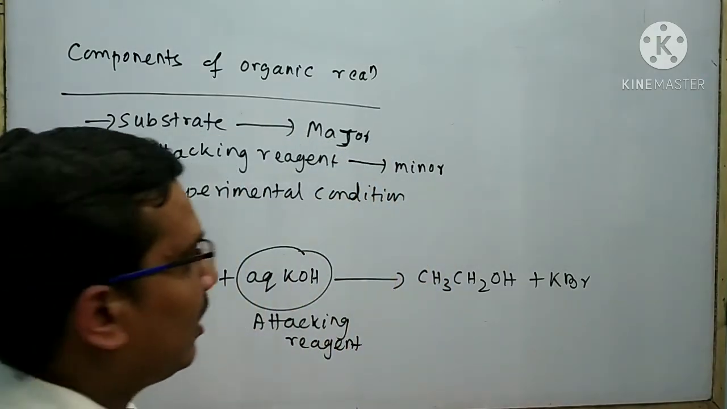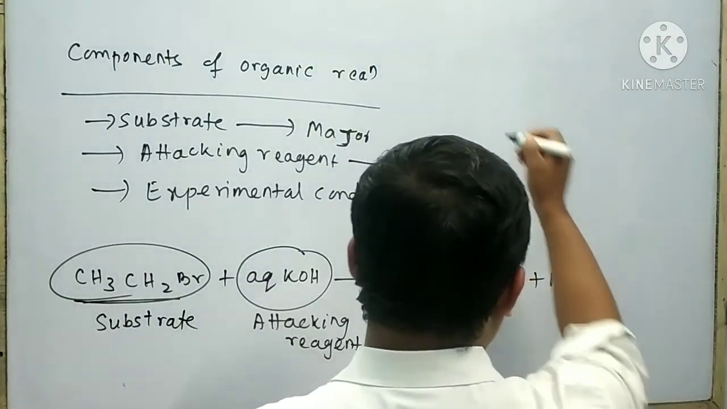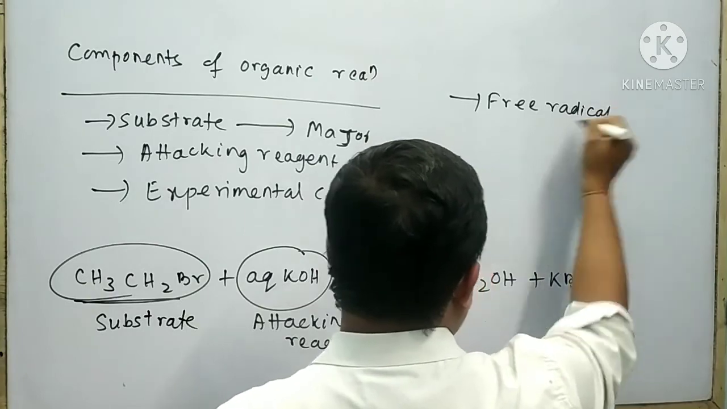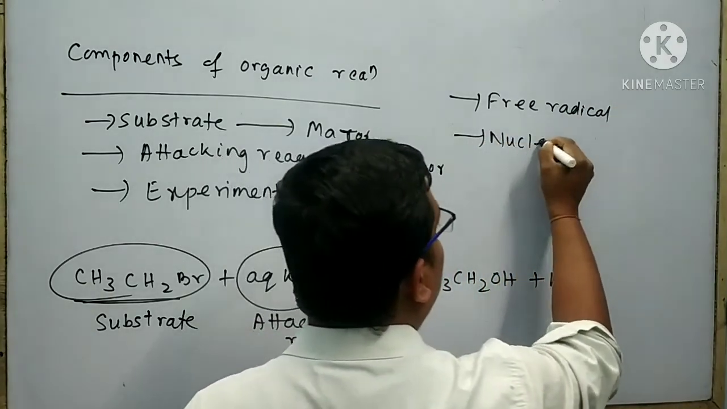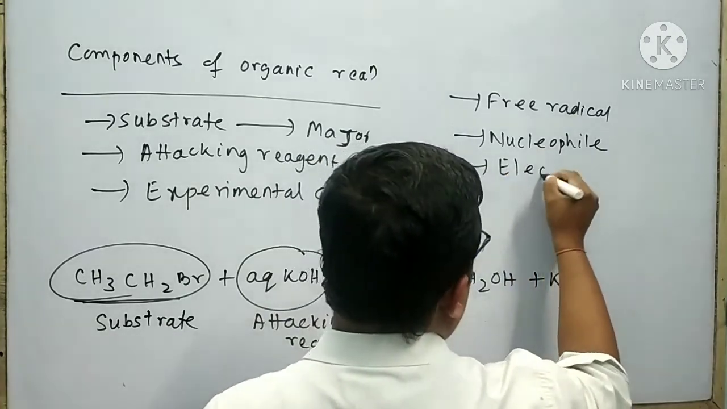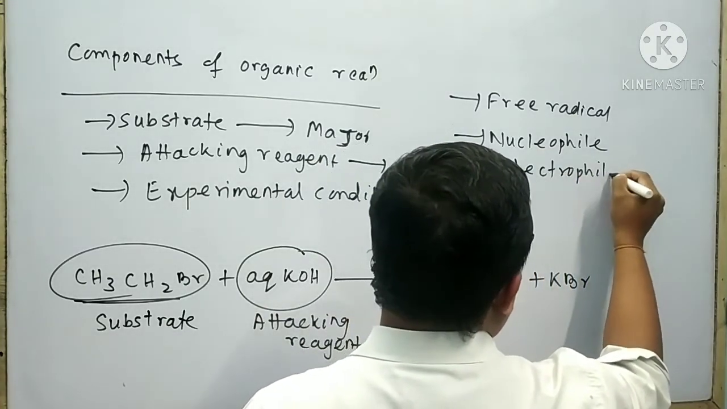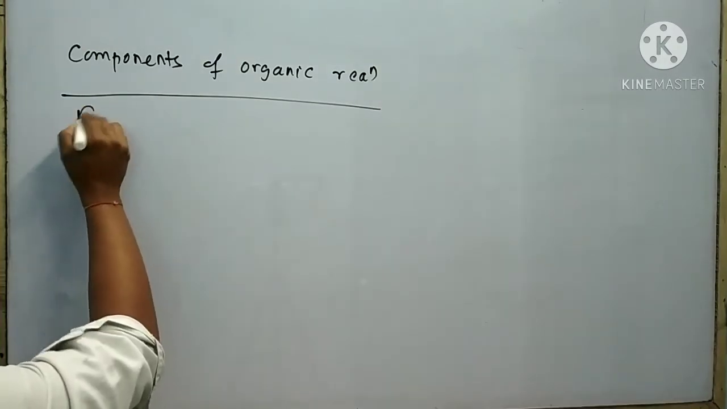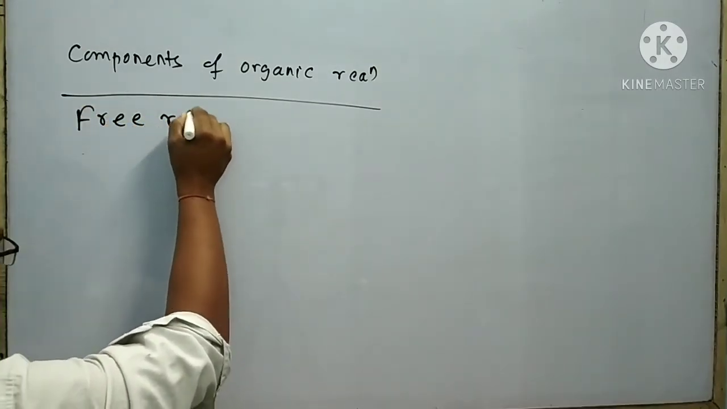There are generally three types of attacking reagent. Number one is free radical. Number two is nucleophile. Number three is electrophile. At first, I will discuss the free radical. What is a free radical?